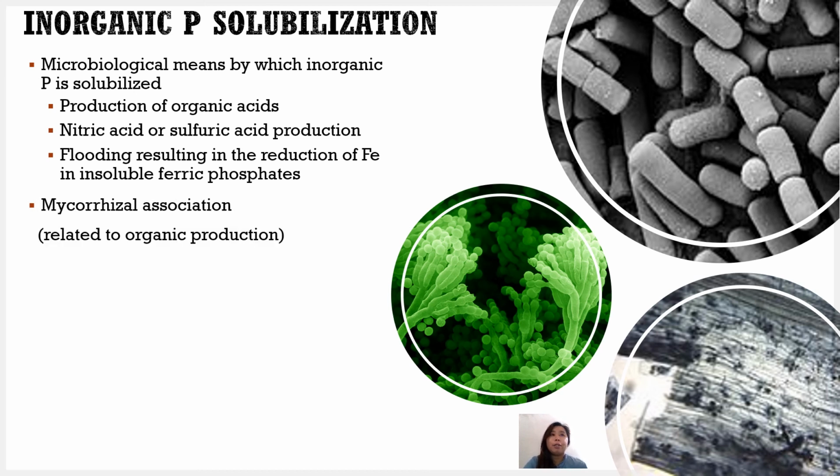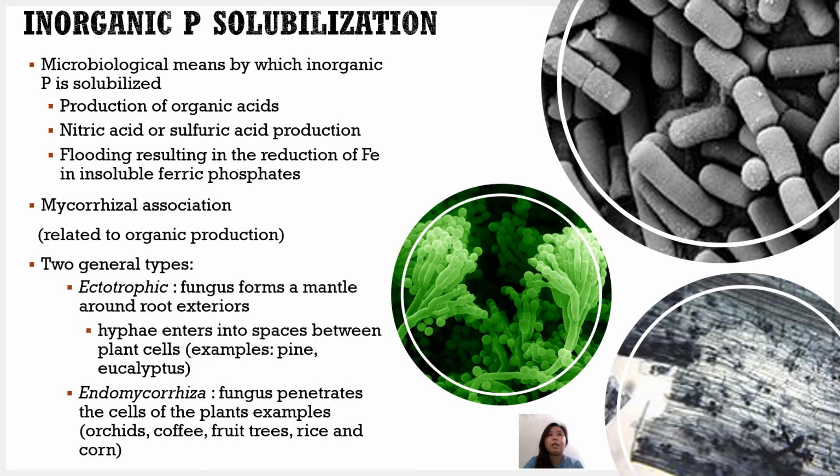As discussed earlier in this video, there are two general types of mycorrhizal association, the ectomycorrhiza and the endomycorrhiza. Ectomycorrhiza involves the fungus forming a mantle around root exteriors, and then the hyphae of the fungus enter into spaces between the plant cells. These are commonly involved in pine and eucalyptus. For the endomycorrhiza, the fungus penetrates the cells of the plants. For examples, we have the orchids, the coffee, fruit trees, rice, and corn.